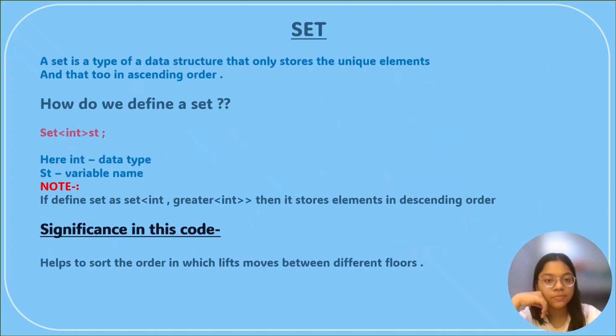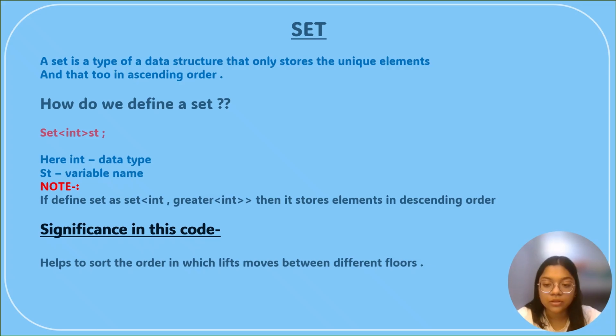Now, another important concept that we need to know about before starting the code is set. It is a type of data structure that only stores unique elements, and that too in a sorted order, usually ascending order. Now, how do we define a set? We write set, then in the angular brackets we define the data type that we want to store in the set, and then we name a variable for the set, such as here I have defined it as st. Here, as I have said, integer is the data type, and st is the variable name for the set.